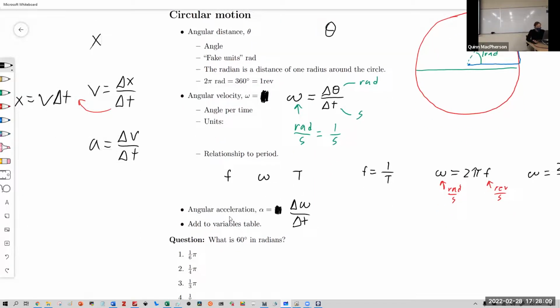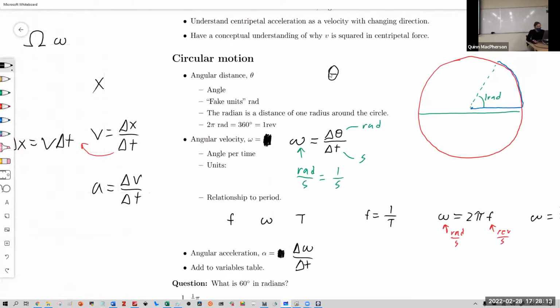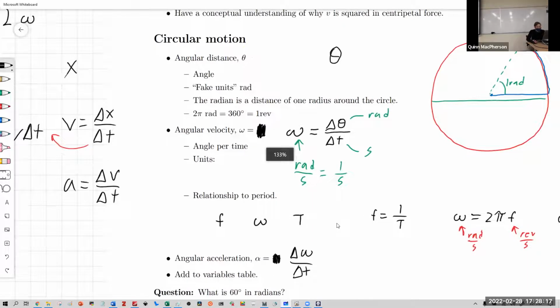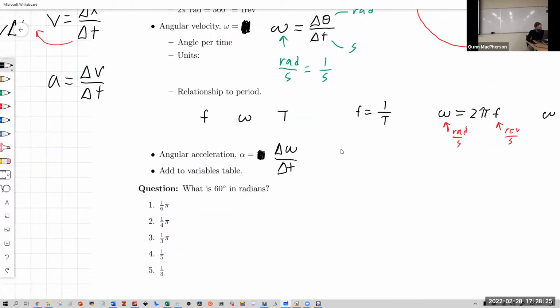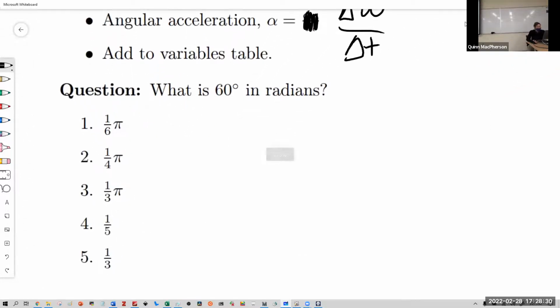Okay. You might want to add these to your variable table. So we have a bunch of new variables I've just introduced. I've introduced angle, omega, t, f, and alpha as well. These are all variables you could put on your variable table if you're keeping track of that. Okay, so let's do some conversions to make sure we're all on the same page.